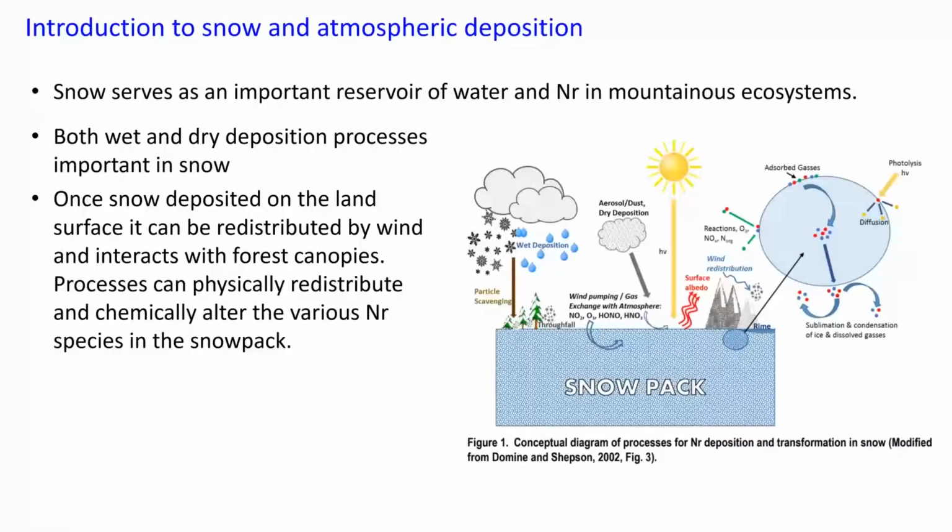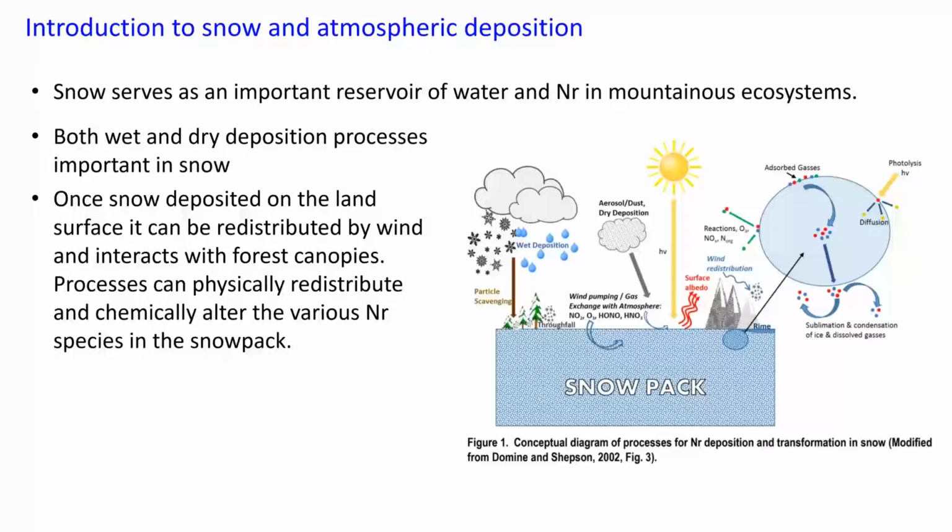So snow is a really important component of the water budget in many regions throughout the United States, but it's especially important in mountainous ecosystems, particularly in the western United States, where it serves as really the primary source of water, the primary driver of much of the hydrology in this region. And because of that, it's tightly coupled with mountainous ecosystems.